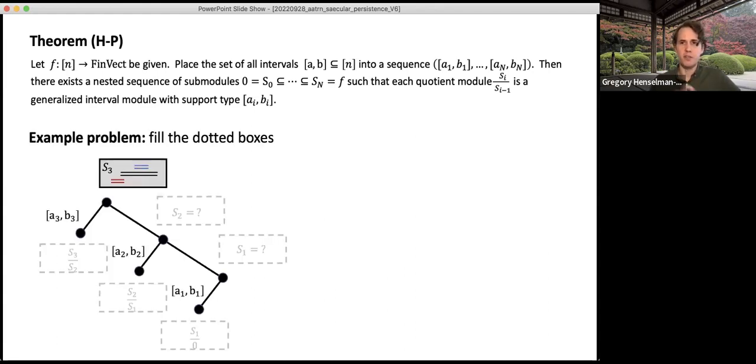So I will pose a problem, and the problem consists of the following data. I specify one persistence module, and then I specify a sequence of intervals. And your job is to fill in all of these dotted boxes. In particular, we need to fill in S1 and S2 so that each quotient is an interval module, and it's an interval module for the interval specified in the diagram. Does that make sense?